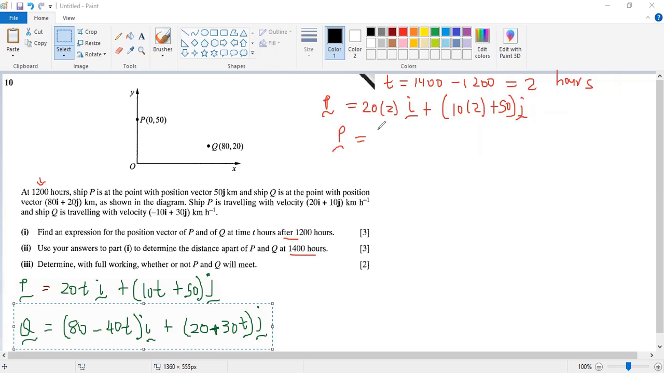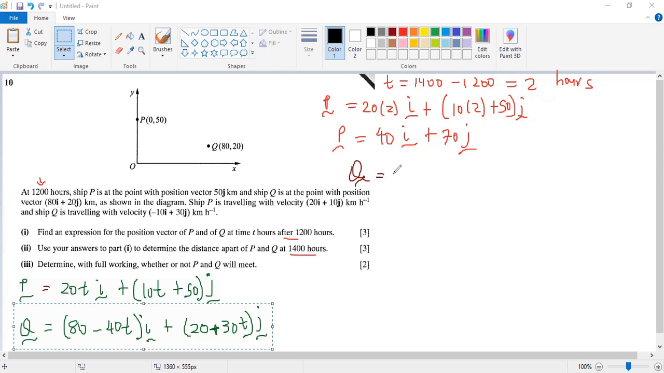So the vector P will be at new coordinate 40I and 70J. This is where it is. It's somewhere at 40 and 70. That's coordinate wise. So let's do the same for Q, please.